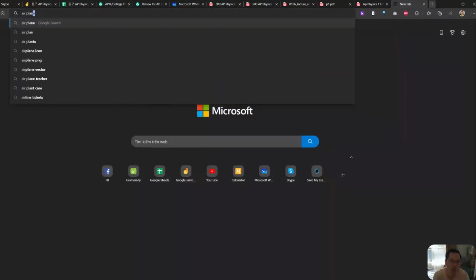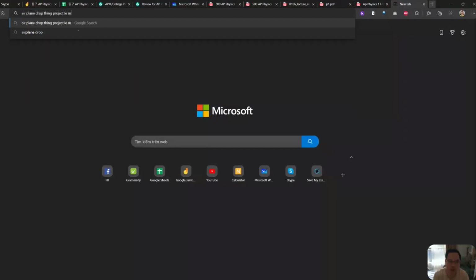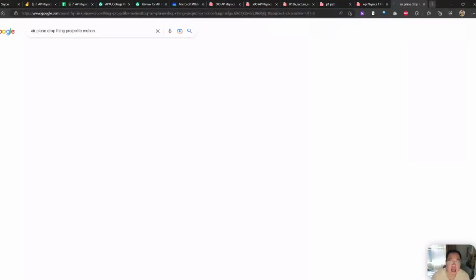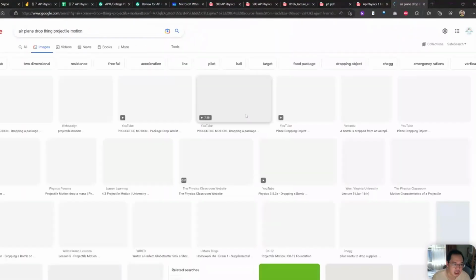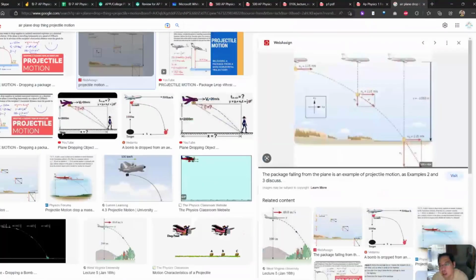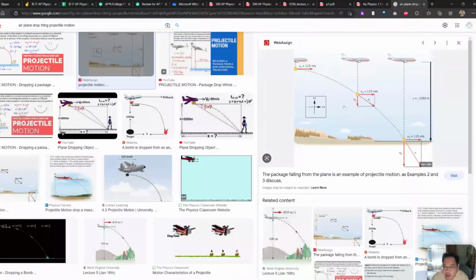Airplane dropping something, projectile motion. You can understand the situation, right? An airplane dropping something. We didn't study that. This thing is called projectile motion.